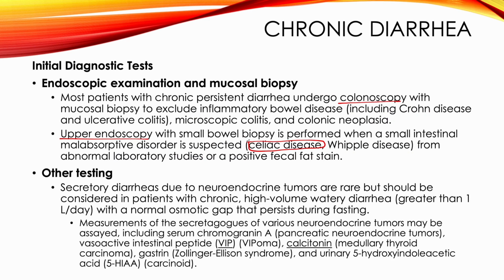And then it's not necessarily initial testing, but some of the more advanced testing would include things to look for some of the more rare causes. And that's usually after you don't find anything after this. But you look for things like VIP or VIPomas, thyroid carcinoma, Zollinger-Ellison, carcinoid. And so those are a little more, when you're reaching for something, when you really cannot figure it out.